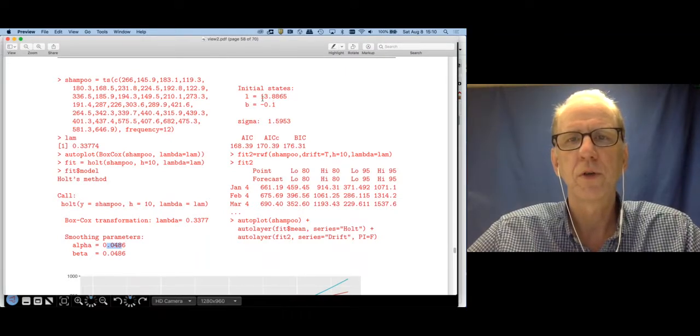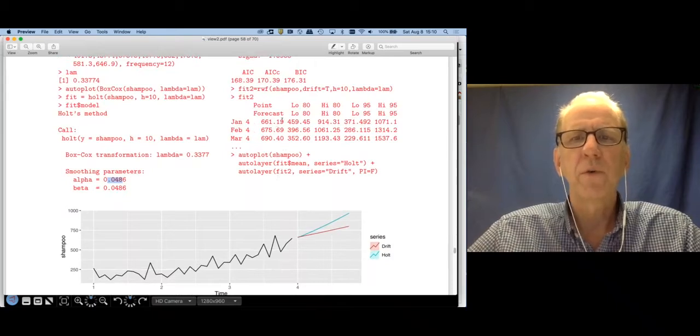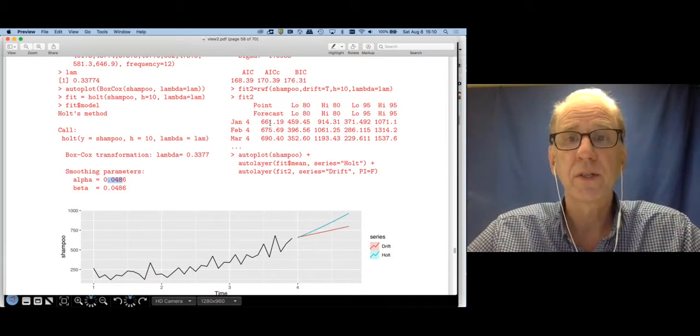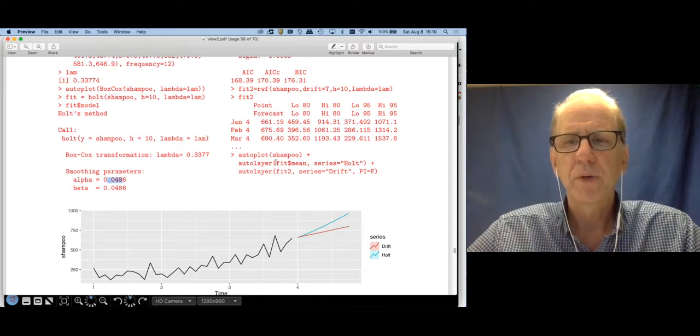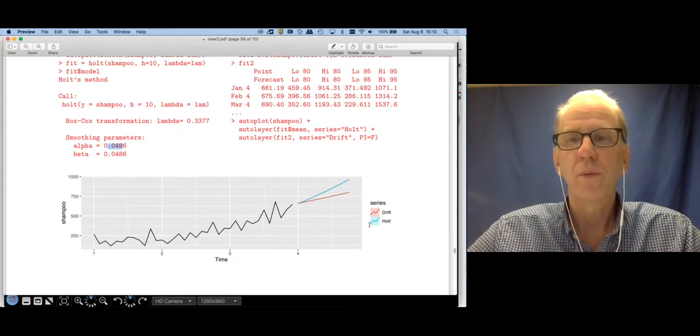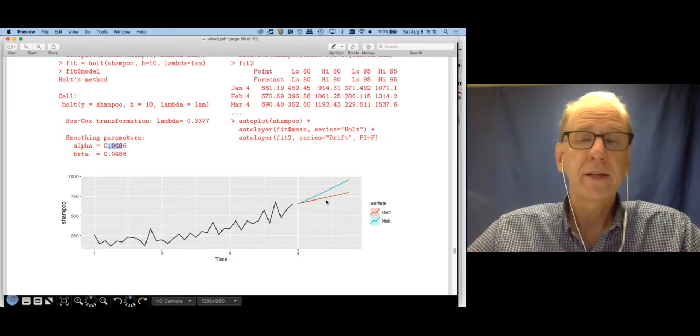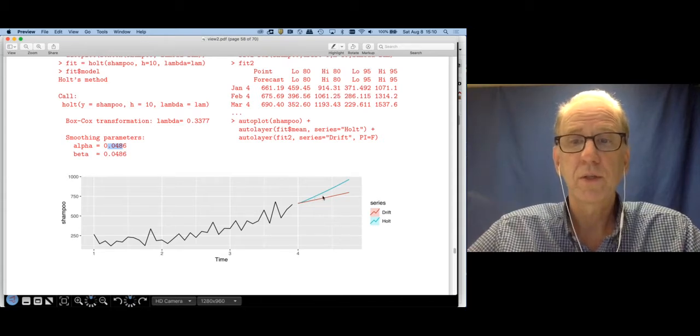So here is the initial slope and the initial level, and it gives us the error. What comes next are the forecast values. The forecast values you're going to see are increasing, and we can produce a plot comparing, say, the Holt method with the drift method. The Holt method, I think, is kind of interesting because the forecast slopes are just following a line in the Box-Cox scale. The Holt forecasts are steeper than the drift method.